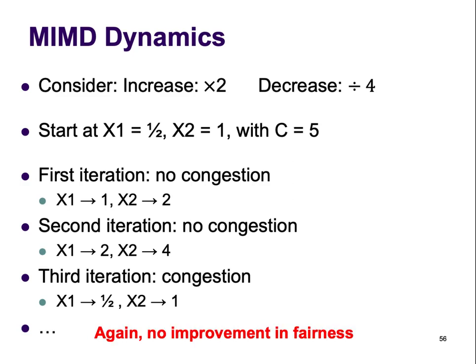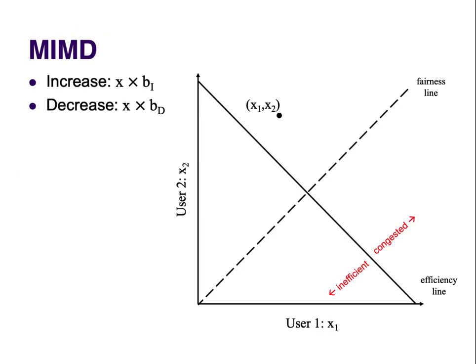Same as before, we are oscillating around congesting and not congesting, congesting and not congesting, which is good. That's what we want to do for efficiency. But we're not, again, reducing the gap in fairness between x1 and x2. Okay. Make sense? Going back to our picture of why that is, we're just moving along the line that has a slope of x2 over x1. But again, we're never moving that line closer to fairness.